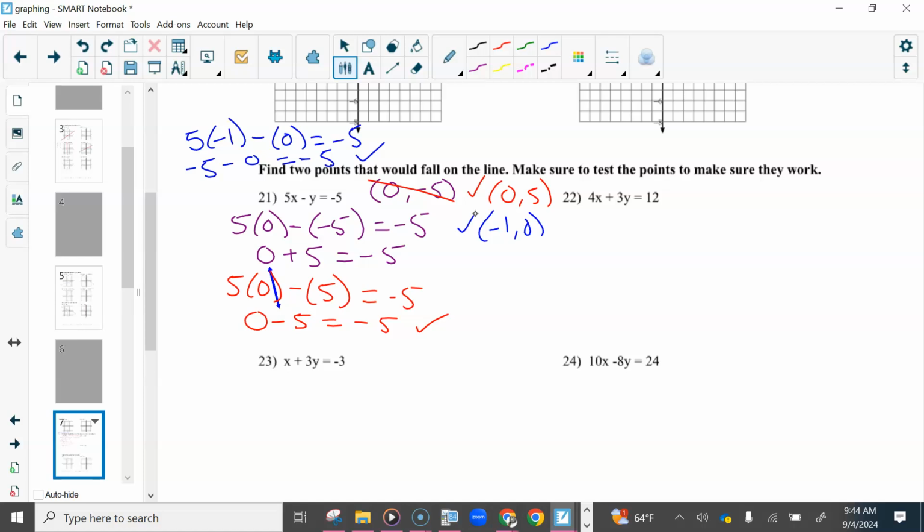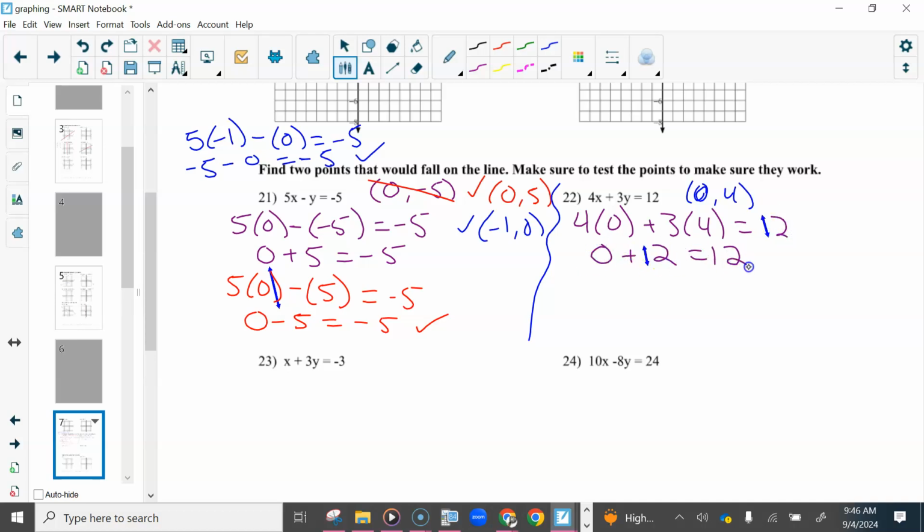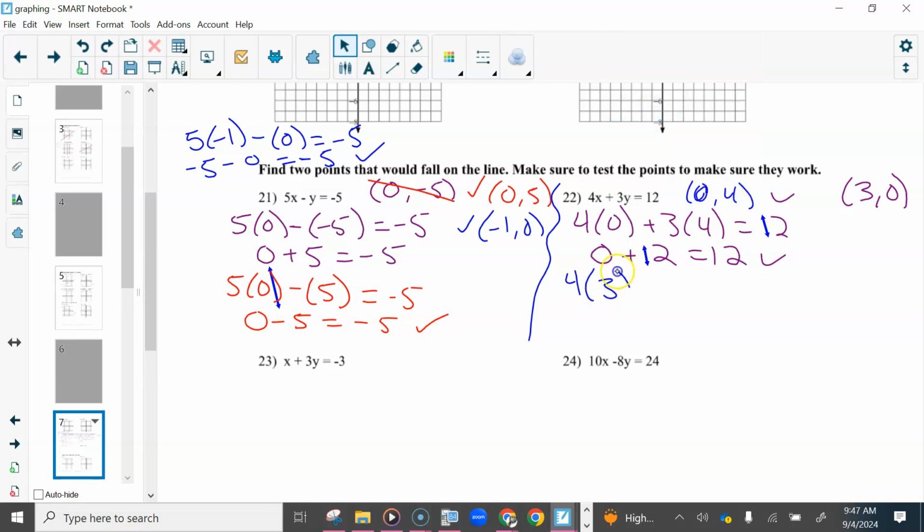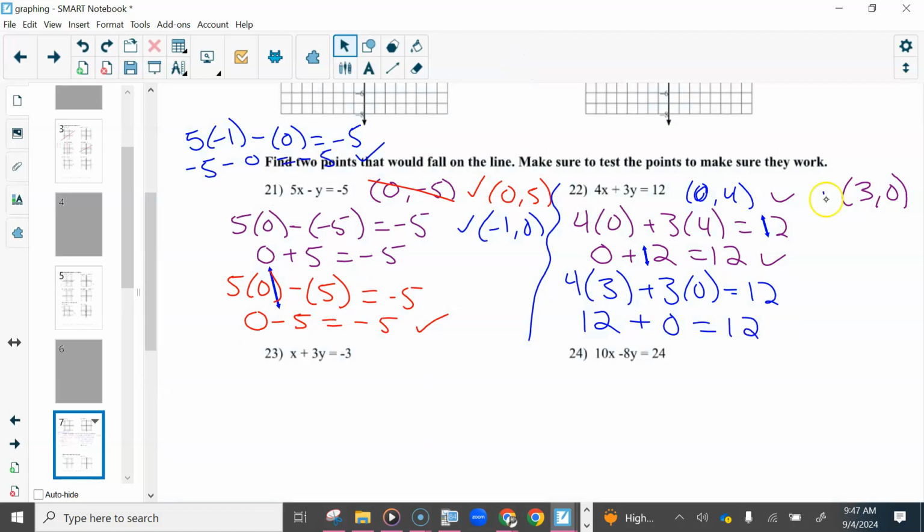All right, I want you to try number 22. 0, 4. If I put in 0 and 4, okay, we get 0 plus 12 equals 12, which is a true statement. That is one of the points. Go ahead, Ben. 3, 0. So if I put in 4 times 3 plus 3 times 0, basically the opposite of this, we get 12 plus 0, which is a true statement. So that is one.